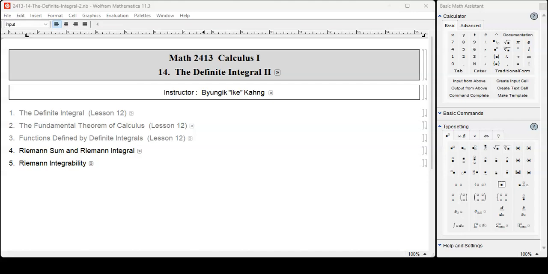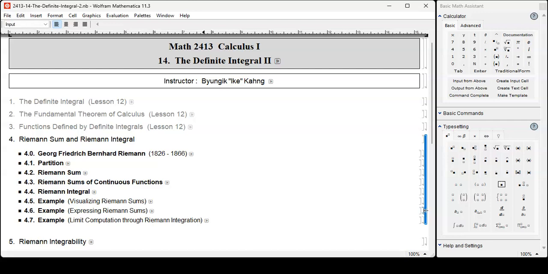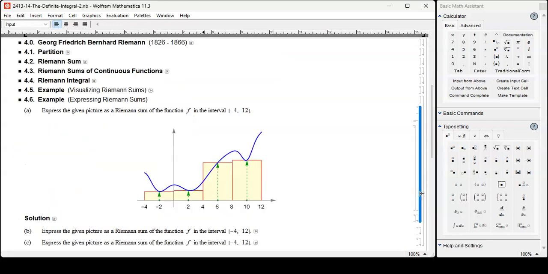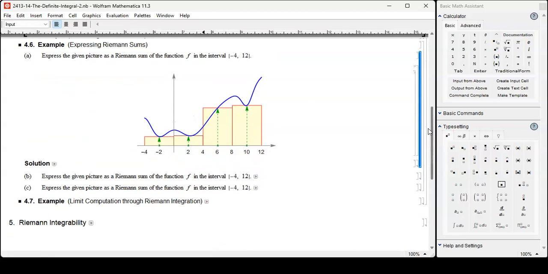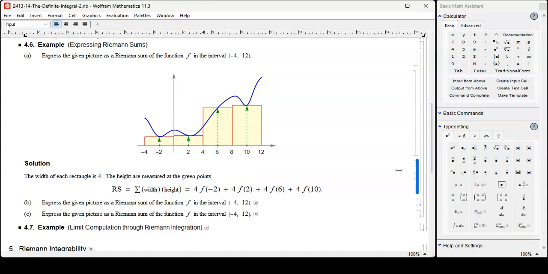Hello students, welcome back. We completed up to example 4.6. Remember these examples? Express it as a Riemann sum. 4 rectangles, so 4 things have to be added. Width times height. Width is 4, the same, and heights are f of -2, f of 2, f of 6, and f of 10 respectively.